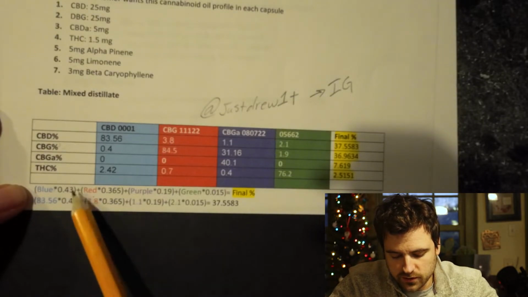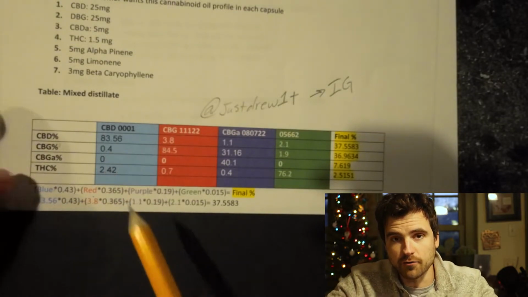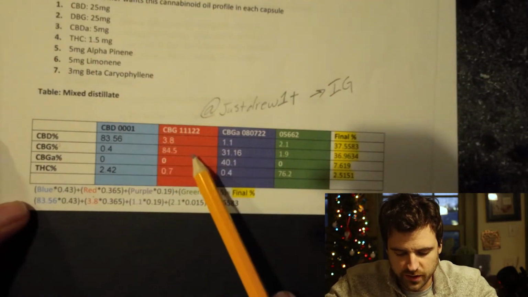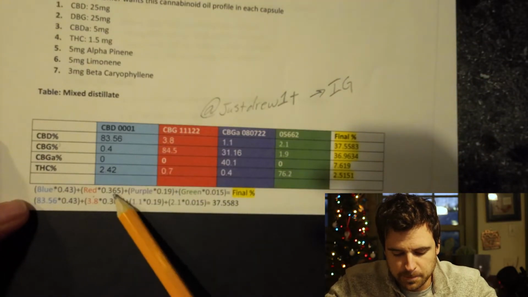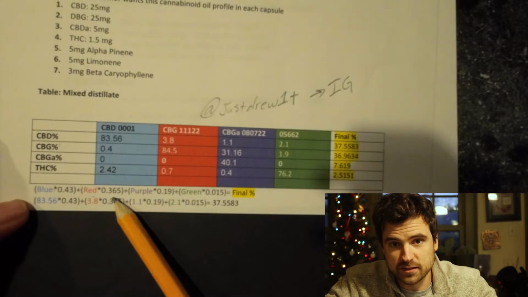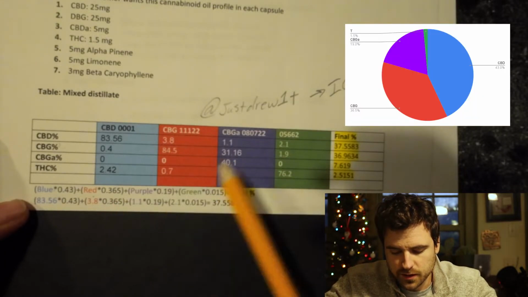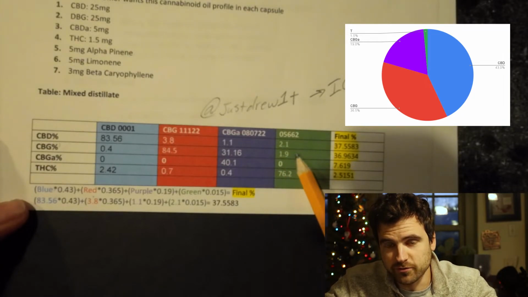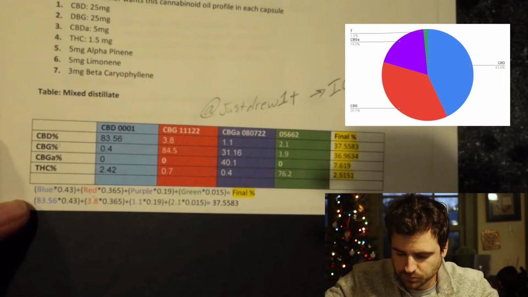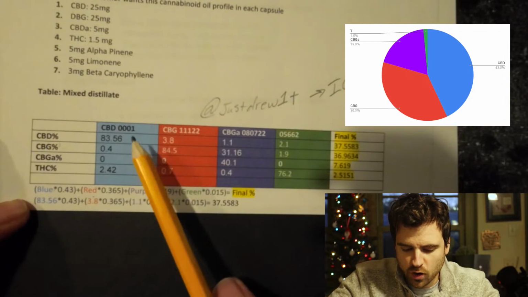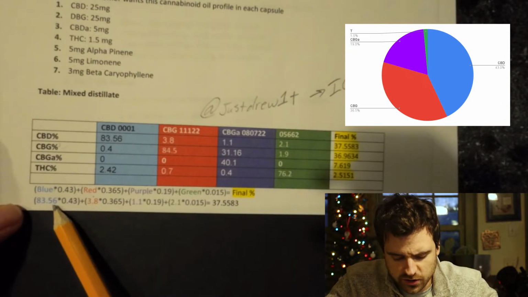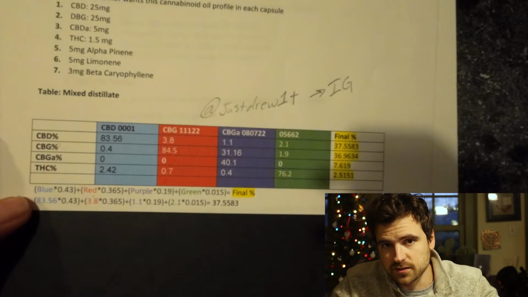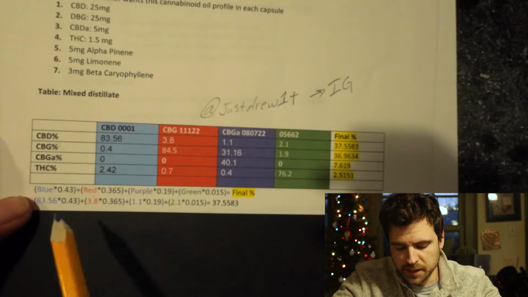Our blue is going to be 43% of the total mixed distillate. All right, 43%. Our red is going to be 36.5%, 19% purple, and 1.5% green. Now, if we do all of that, here's the equation that you're going to need to calculate what your final mixed distillate concentrations will be.